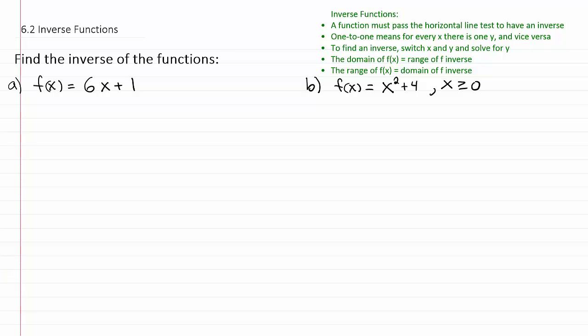Find the inverse of the functions. All right, so if you wanted to find the inverse of this function, we can basically follow a simple procedure which I've outlined here, which is basically switch x and y and then solve for y. And that works every time, but it's not very insightful.